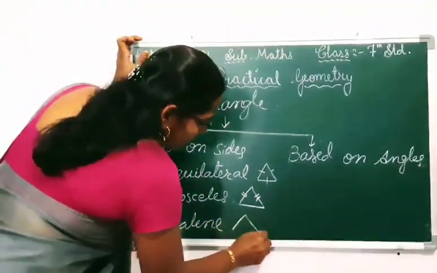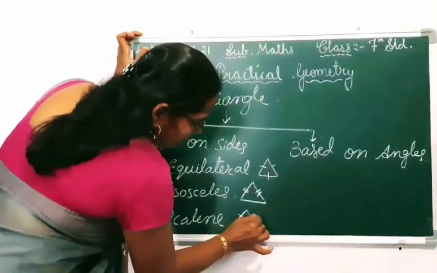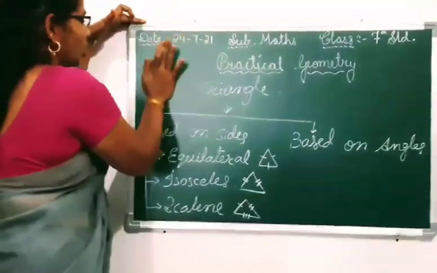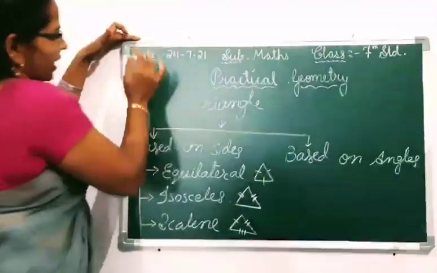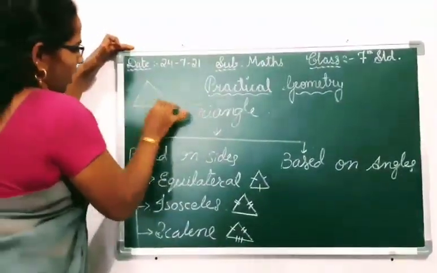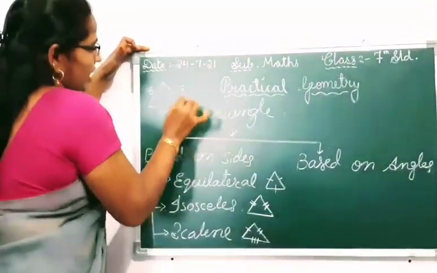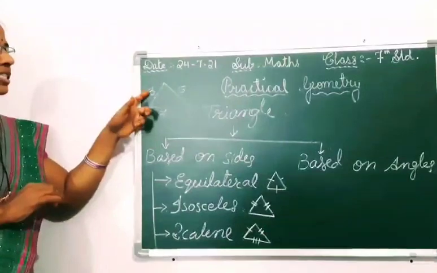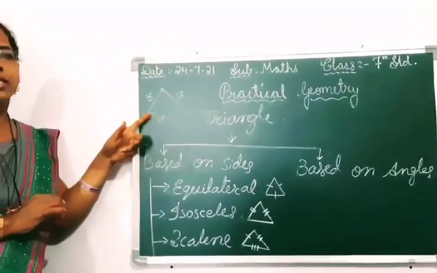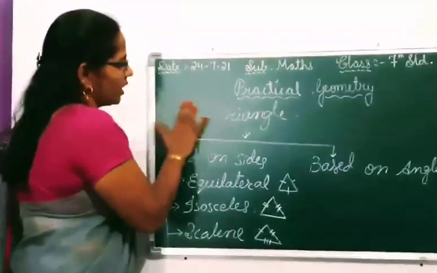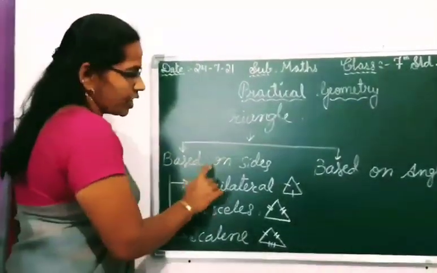Scalene means all three sides are different. Children, in the scalene triangle, the length of every side is different. You can see an example: 3 centimeters, 5 centimeters, 7 centimeters. Each and every side's measurement is different. This is known as a scalene triangle. Okay, this is based on sides.